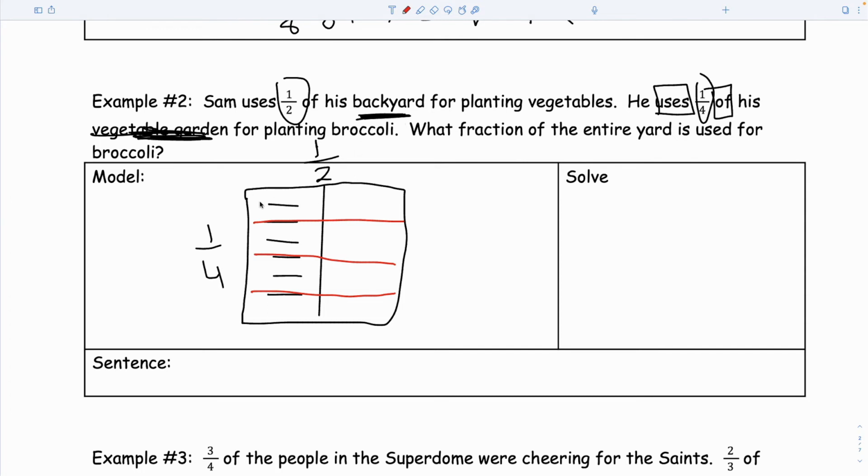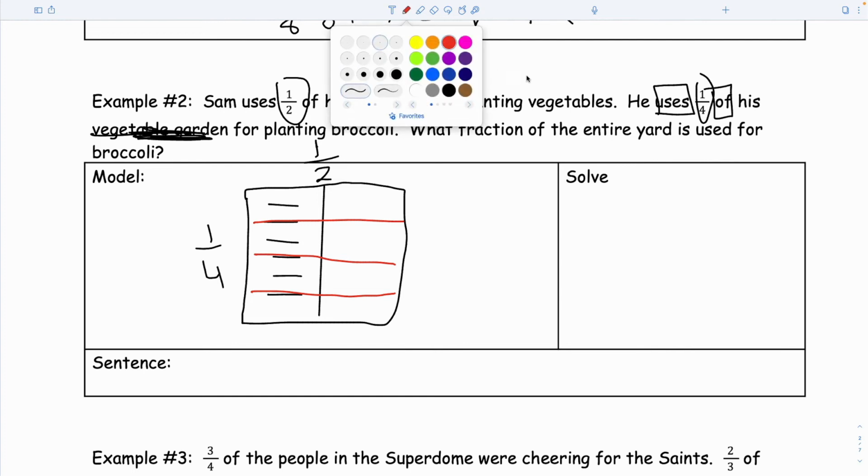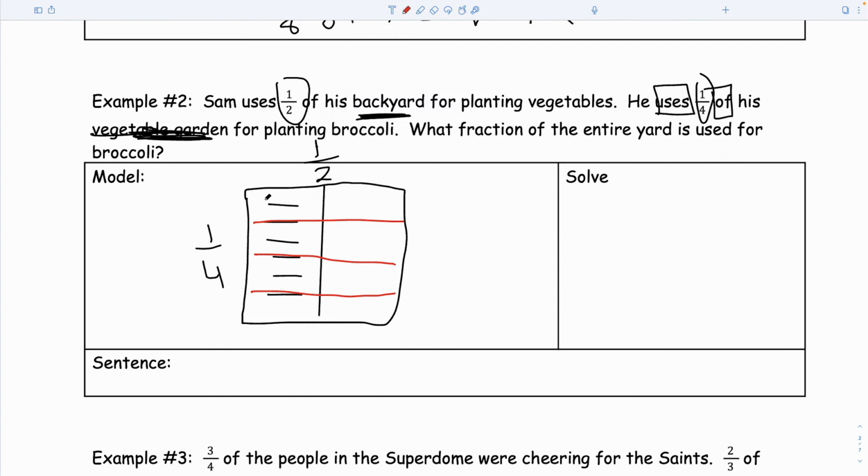How many of those sections does he use? Daniel? How many out of 4? 1. So let's fill in a dash out of this whole section.